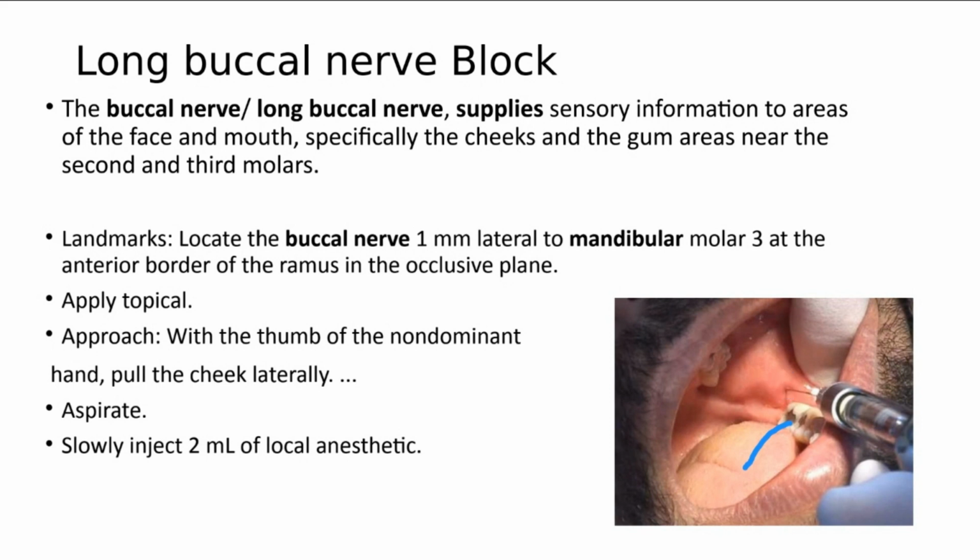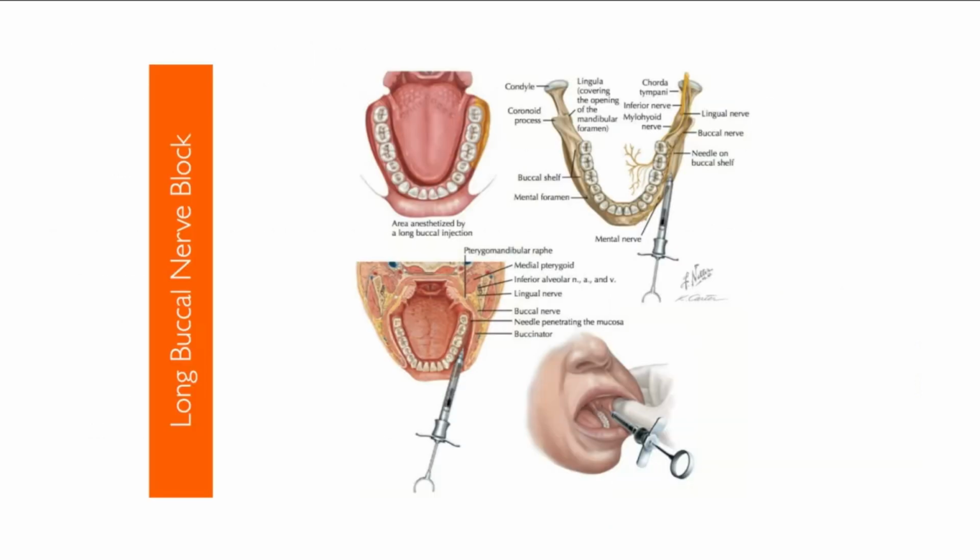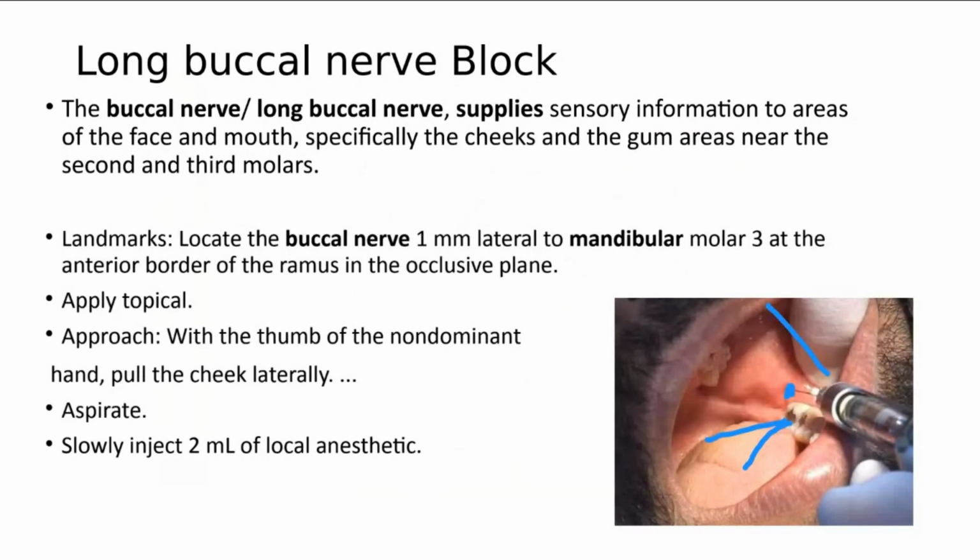Let me just do this. So here it is. What should I find? With your thumb, find the anterior border of the ramus, and then find the third molar, and you go behind it and a little bit lateral to this point right here. This will get you to the buccal nerve. You do the aspiration, negative aspirations, and then you go slowly inject. And again, this is needed only if you're working on the three molars. Oh, and you go parallel to the occlusal plane of the mandibular. Look at this. You're going parallel to this. You're not going in an angle. You go parallel.